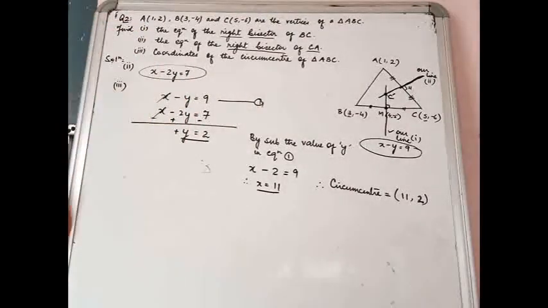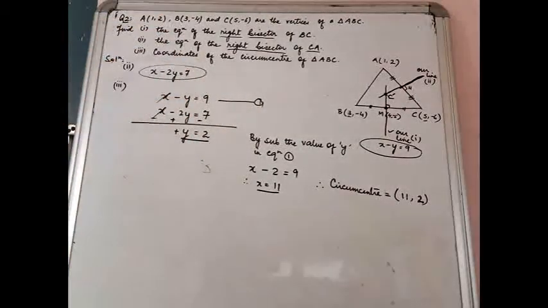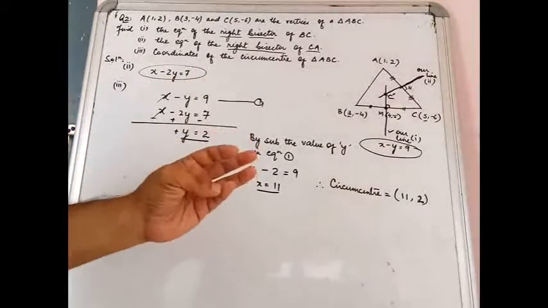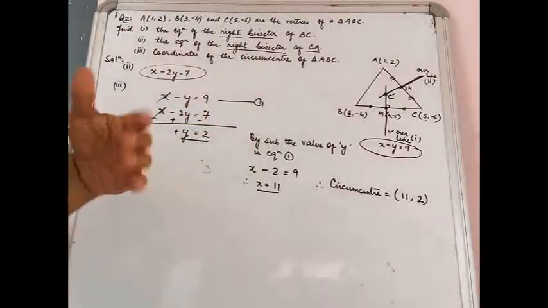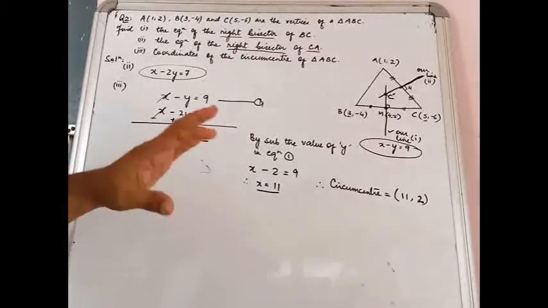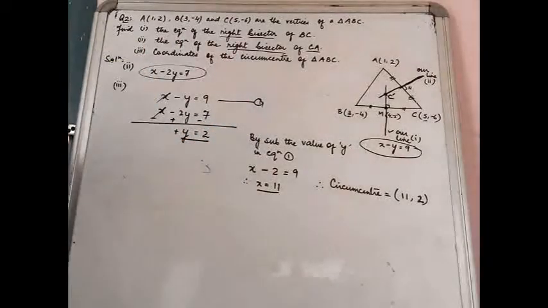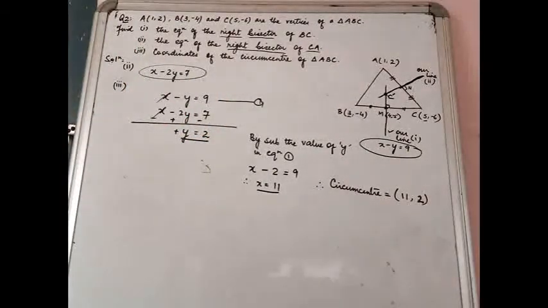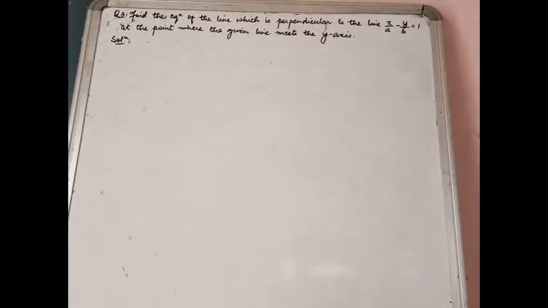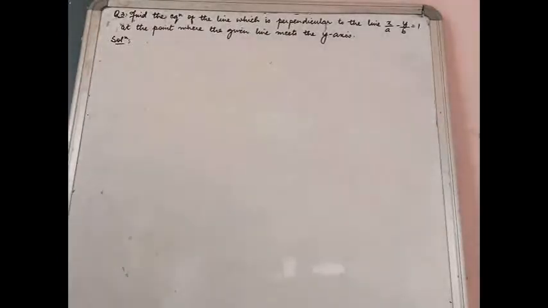So this was the third part. I hope you have understood. There are points like centroid, there are points like circumcenter, orthocenter. There is a question on orthocenter also solved in your book, so I hope you will go through that on your own. We have discussed 2. Now let us move on to the last question for this chapter, which is question number 3.